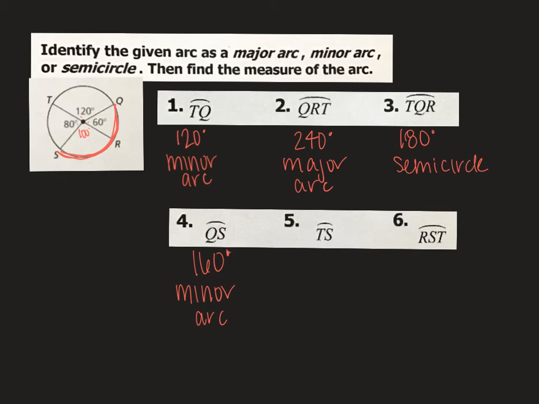TS, from T to S here, we've got 80 degrees, which is going to be a minor arc. And then the last one, from R through S and stopping at T, is going to be our 100 degree arc and our 80 degree arc, which is 180 degrees, which would make it a semicircle.